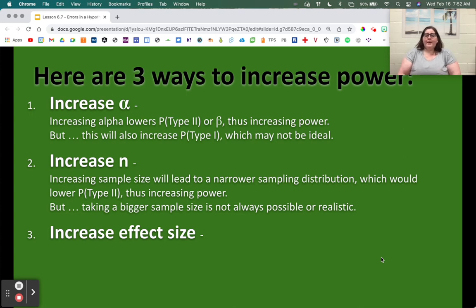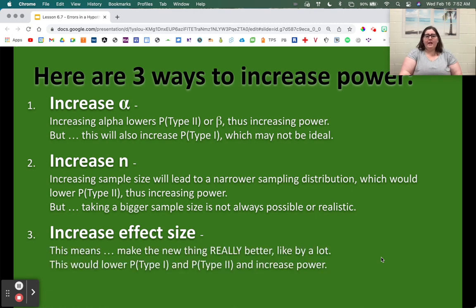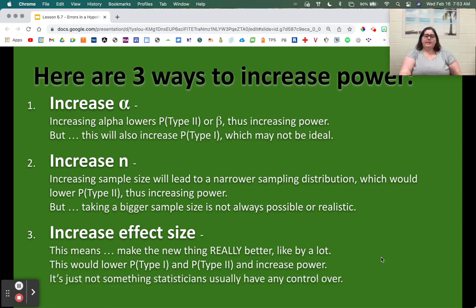The last thing, and this is the weirdest one to imagine, is to increase what we call effect size. Increasing effect size basically just means let's make the new thing that we think is better really better, like by a lot. So if we're trying to prove that this new medicine is better than the old one, then if we make sure that our new medicine is way better, like that there's a huge difference between the null and what is actually true, then it'll be really easy to prove that it's true. It lowers both types of errors in essence, or definitely lowers type 2. We control type 1, but it lowers error and increases power.